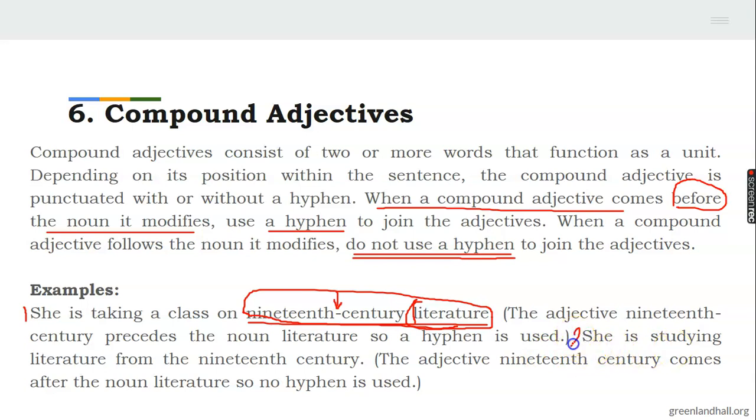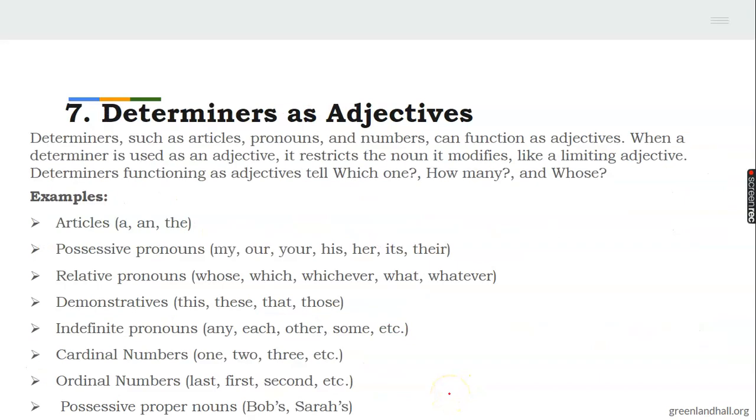She is studying, example number 2. She is studying literature from the 19th century. In this case, this is our noun, and 19th century here is a compound adjective. But in this case, we did not use a hyphen, because the adjective 19th century comes after the noun literature. So, no hyphen is used. Please make sure that you go through this again so that you understand very well.